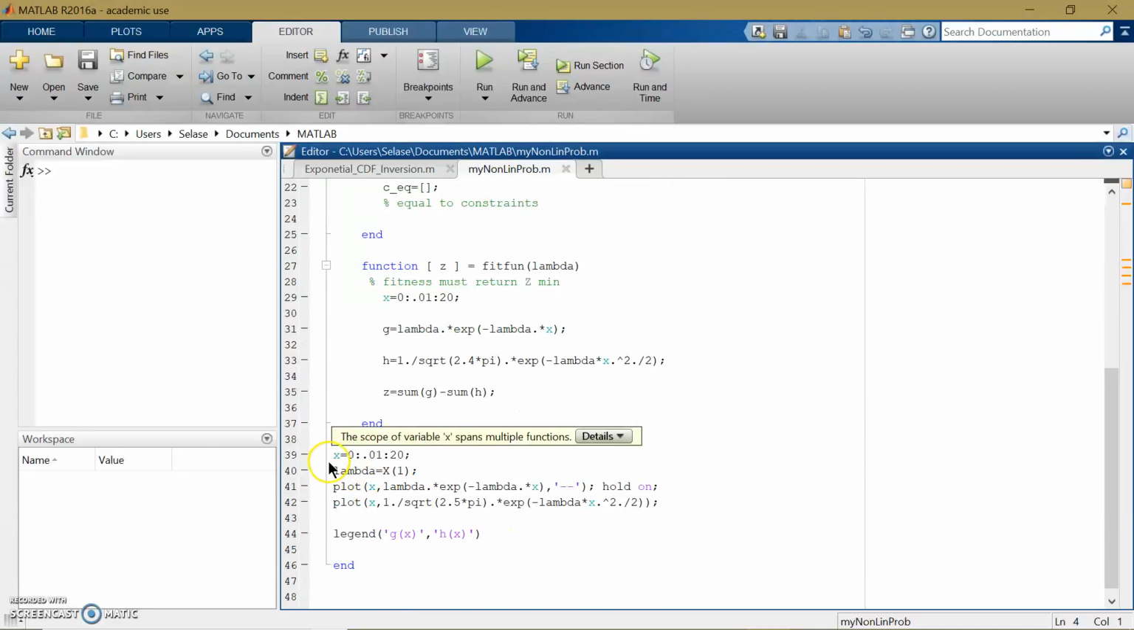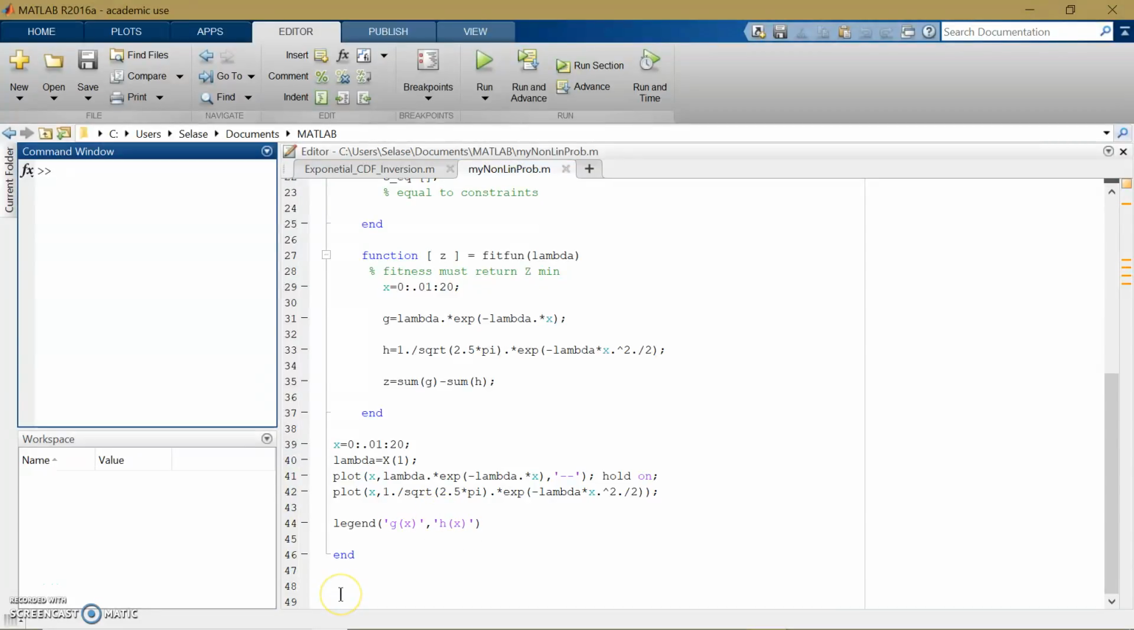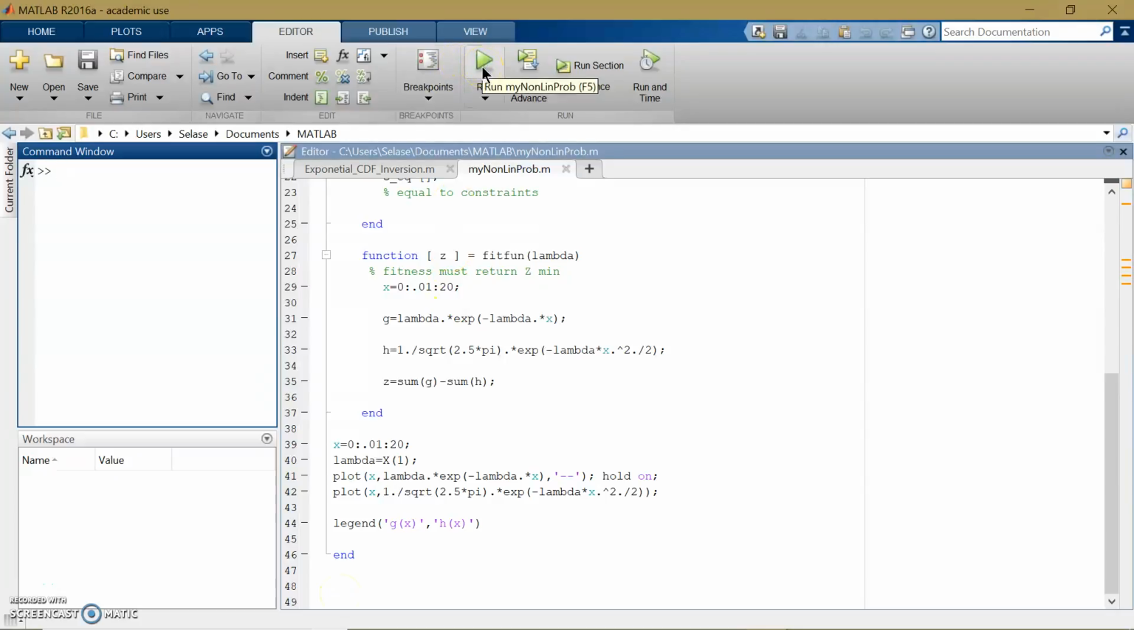And this is our plot function here, which is saying that our x is from 0 to 20, letting our lambda equal 1. We're going to plot our g of x first, and then we'll hold and then plot our h of x for that. Alright, so I'm going to go ahead and run this code and see what the graph gives us, and then talk more from there.